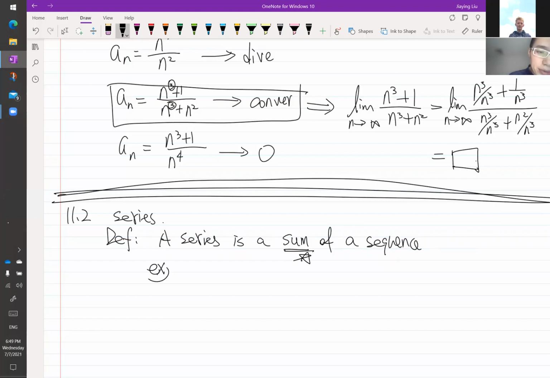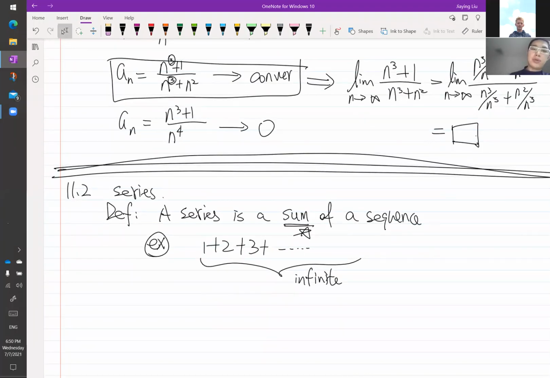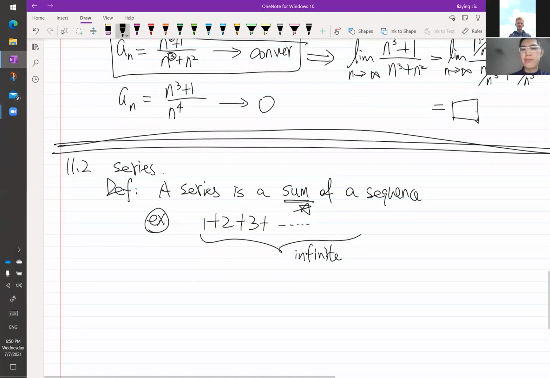For example, you can have 1 plus 2 plus 3 and so on. You could have infinitely many elements, or you can just say, oh, I want to add a finite number of them. But generally when we talk about a series, we talk about infinite elements. It's not always infinite, it could be finite, but for now we talk about infinite because we talk about converges and diverges.